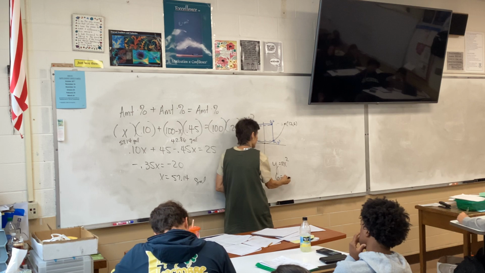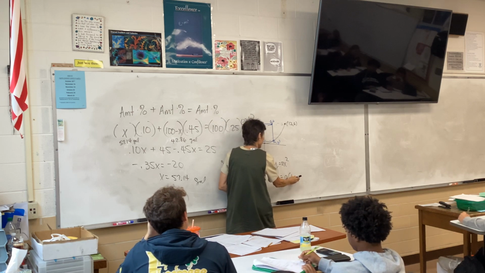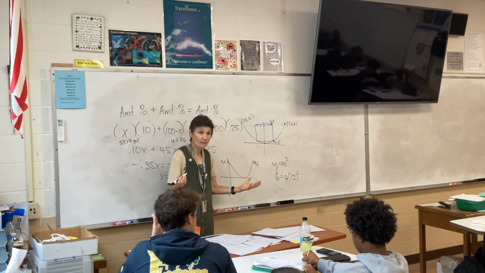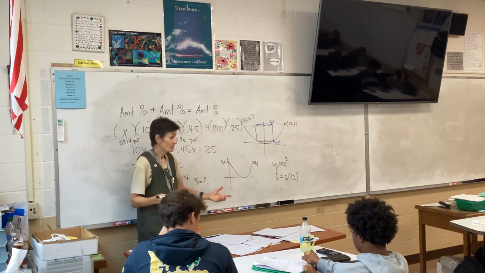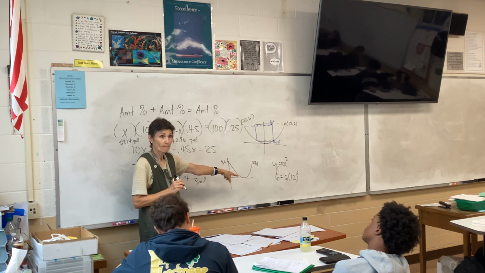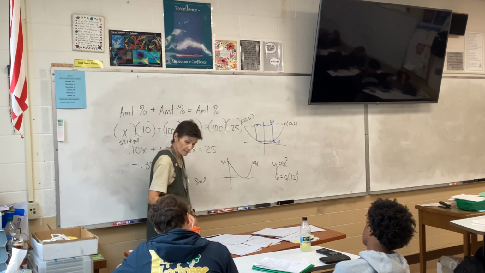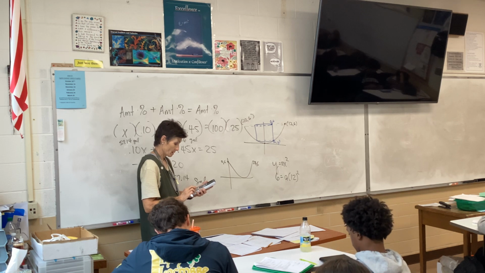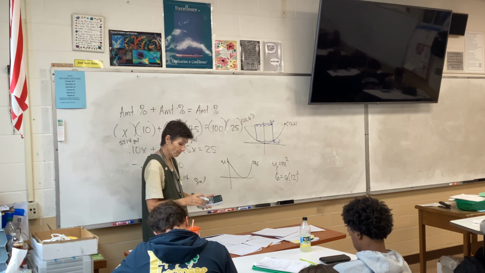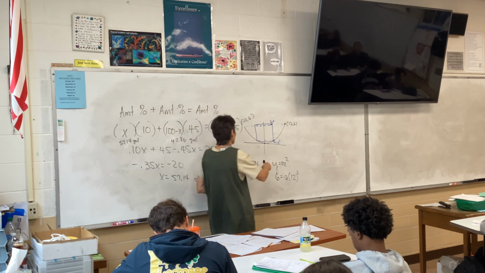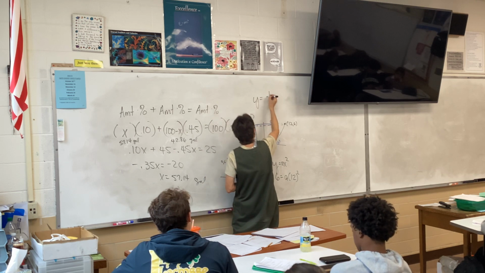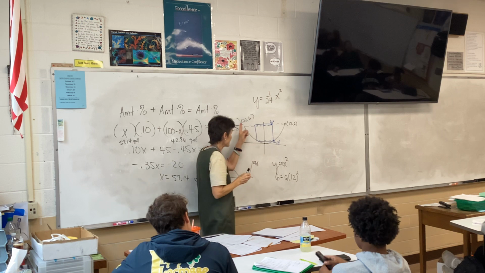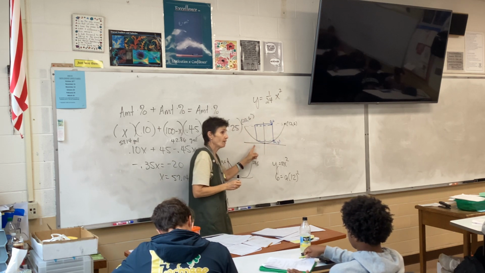So 6 equals something times 12 squared, right? If the point's on the parabola, it fits that equation. So what's 6 divided by 144? 24. So my parabola is 1/24 x squared. That's the equation of the parabola.